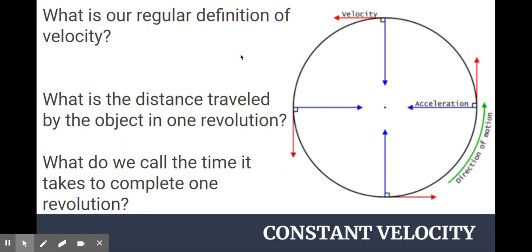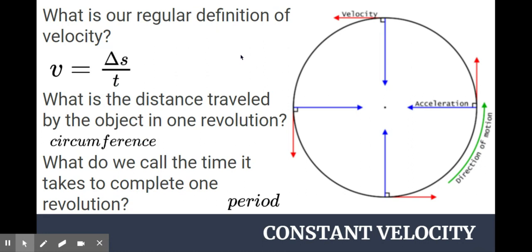Now, I want you to consider these 3 questions. What's our regular definition of velocity? See if you can come up with an equation. What is the distance traveled by the object during one revolution? What do we call that distance? It has a specific name. Also, what do we call the amount of time it takes to complete one revolution? Just one. There's a specific word for that as well. So pause the video, think about it, look it up if you need to.